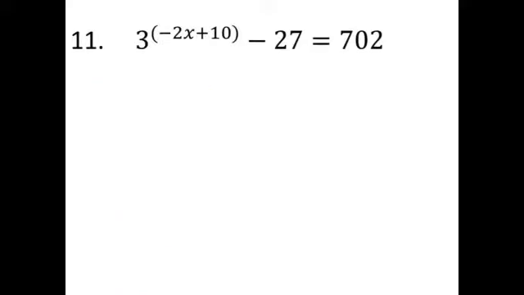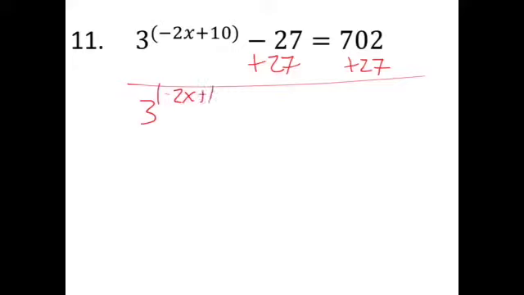And moving on to 11, let's get rid of that. Subtract 27 by adding 27 to both sides to get 3 to this ridiculous power of negative 2x plus 10. And on the right side, we're going to have 729. So the left side has a base of 3. We're going to have to change this base over here of 729 into a base of 3.